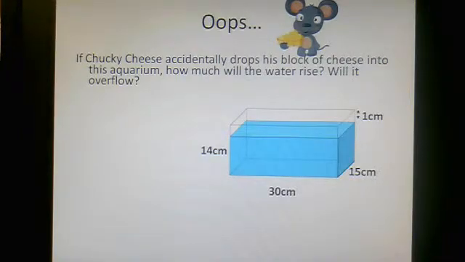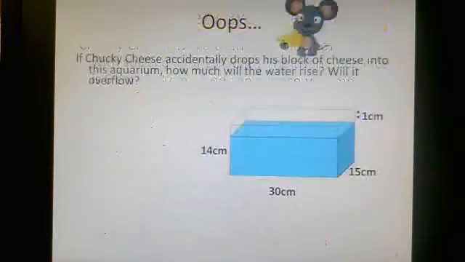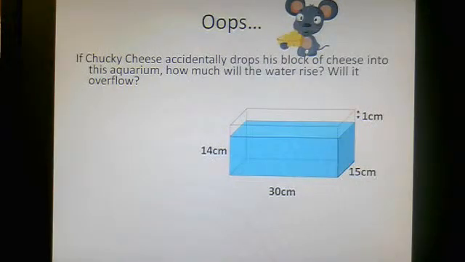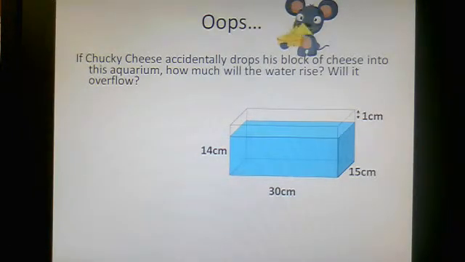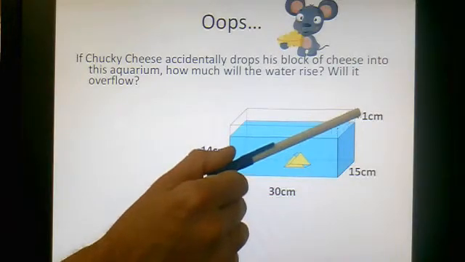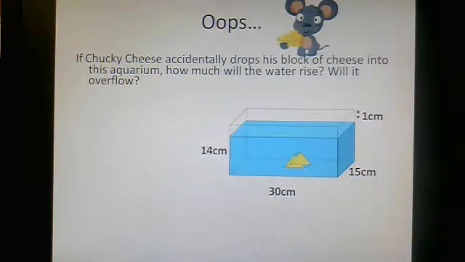I wanted to take this block of cheese now, and Chuck E. Cheese is hanging out looking at his aquarium, and he drops that block of cheese into the water. And many of you know what's going to happen. If he drops this block of cheese into the water, what's going to happen to the water? Well, of course, the water's going to rise. So the water level would rise by some small amount. And the question is, will it overflow this little 1 centimeter gap we have in the top?